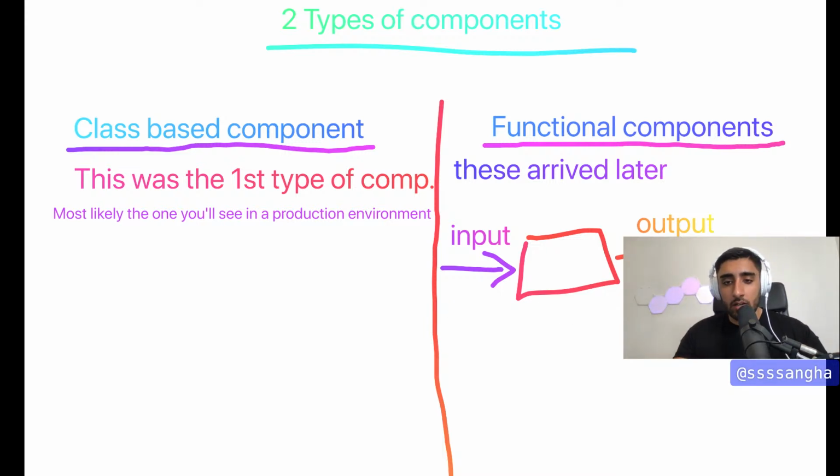And if you've done any of the clones, this is what we use. We use functional components because it takes some kind of input. In this case, the input would be props. So this would be your props or something like that. And then the output would be the actual component itself, right?